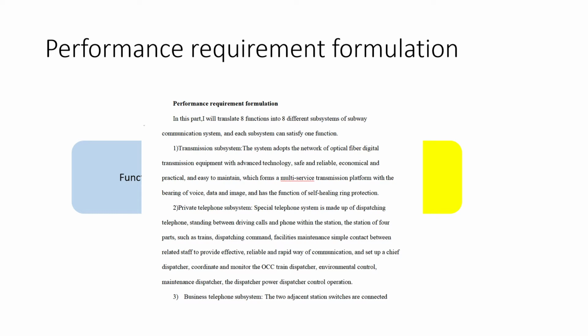The special telephone system is made up of dispatching telephone, standing between driving calls and the phone within the station. The station has 4 parts such as trains, dispatching command, facilities maintenance, simple contact between related staff to provide an effective, reliable, and rapid way of communication, and set up a chief dispatcher, coordinate and monitor the OCC train dispatcher, environment control, maintenance dispatcher, the dispatcher, power dispatcher, and the control operation.